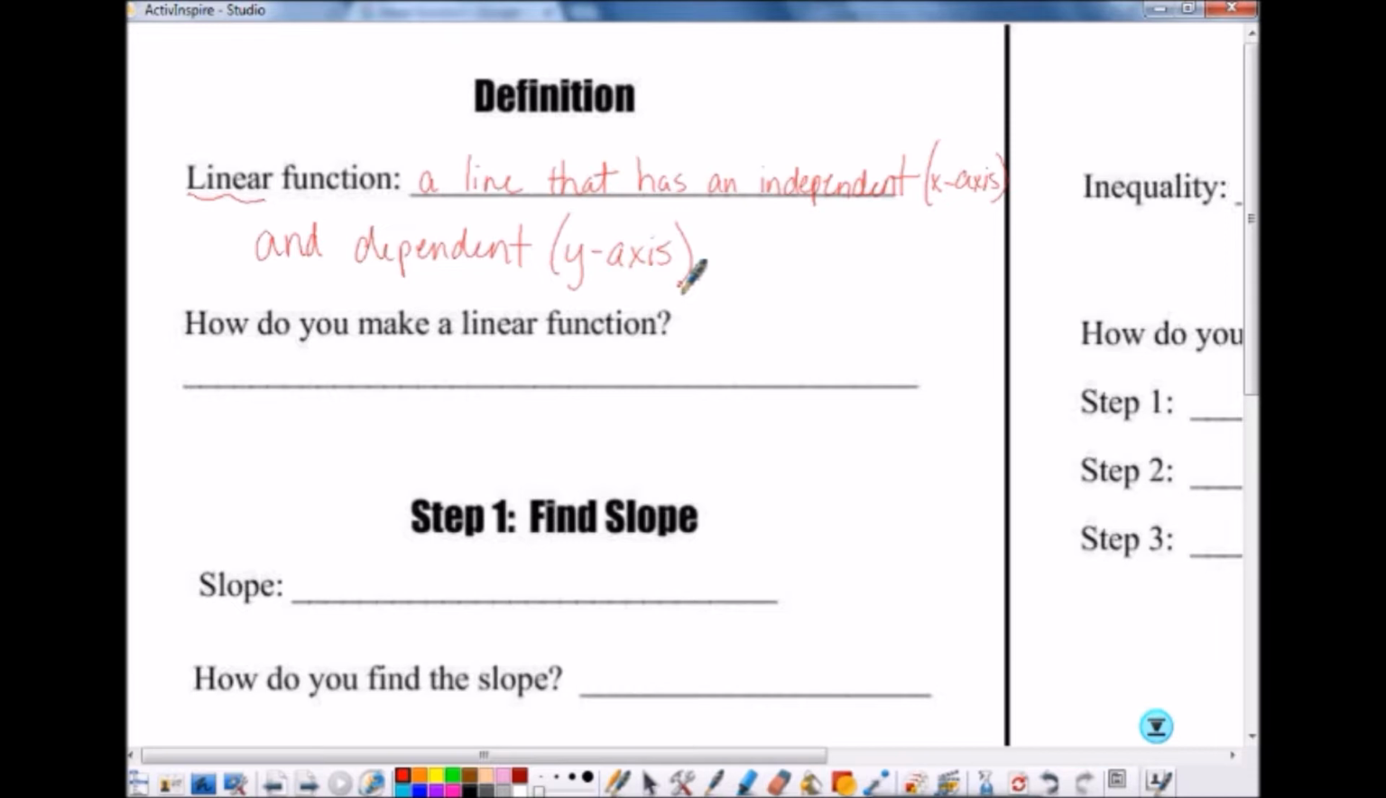So a linear function is a line that has an independent and a dependent value. So let's ask the question, how do you make a linear function? Remember, you looked at an equation, y equals mx plus b, where we knew several things. M is called the slope. This is how steep your line was. And you had the letter b. This is called the y-intercept. This was a point of where it crosses the y-axis. So remember, this is a point, and it's going to cross the y-axis. So now we've defined what a linear function is. So let's look at part 1, finding the slope.